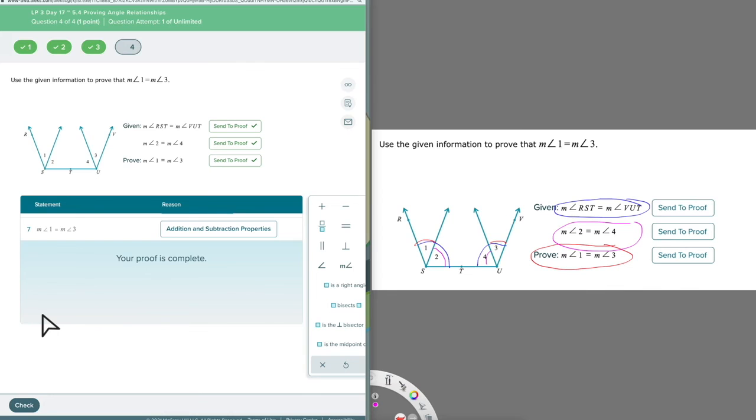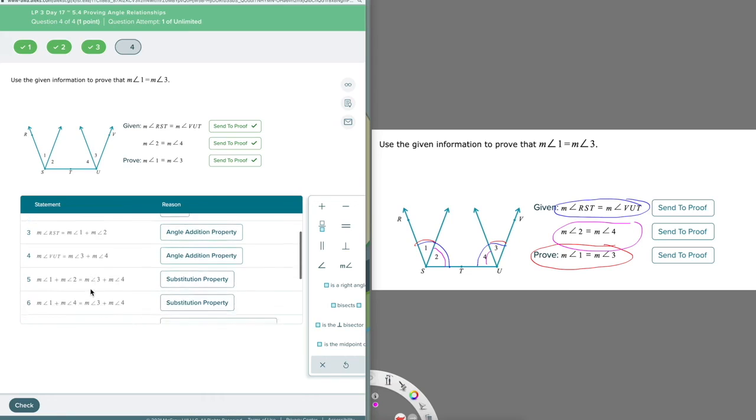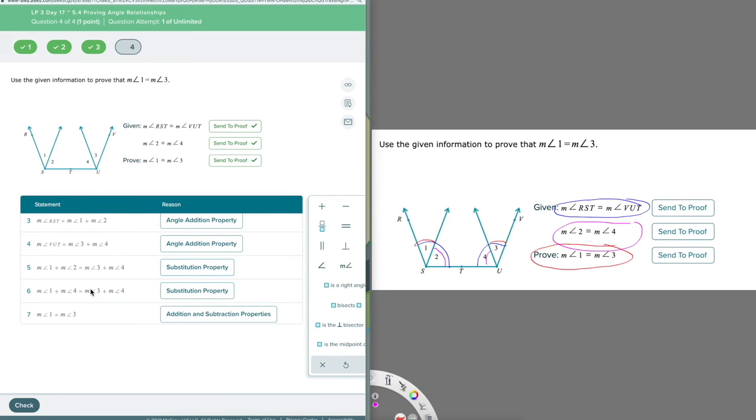So again, proofs are just a way of working through how I get from what I was given to what I want to prove. And I need to be able to explain each piece as I go through. For right now, if we start with segments, we're probably going to use segment addition. If we start with angles, we're probably going to use angle addition. We are going to get into some other angle properties too, especially when you have parallel lines. And we use substitution a lot. We've been using it about twice per proof at this point.